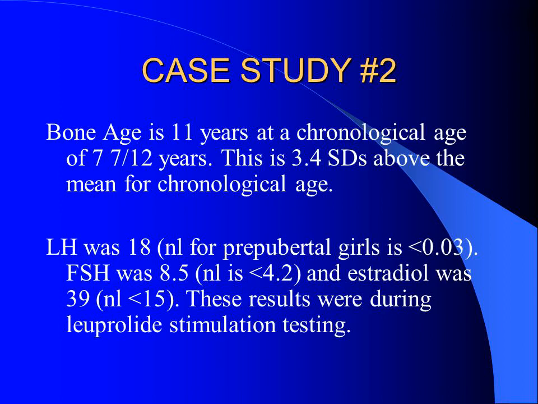Case study number 2. Bone age is 11 years at a chronological age of 7 7/12 years. This is 3.4 SDs above the mean for chronological age. LH was 18, and prepubertal girls is less than 0.03. FSH was 8.5, and prepubertal is less than 4.2, and estradiol was 39, and prepubertal less than 15. These results were during leuprolide stimulation testing.